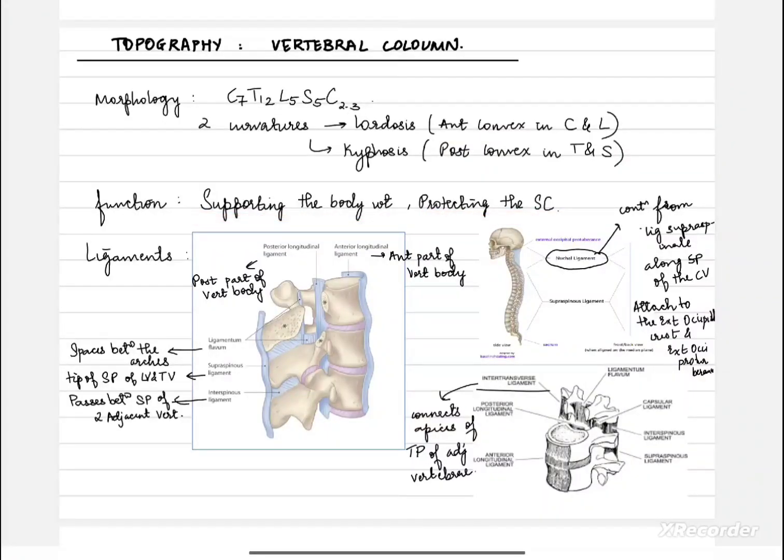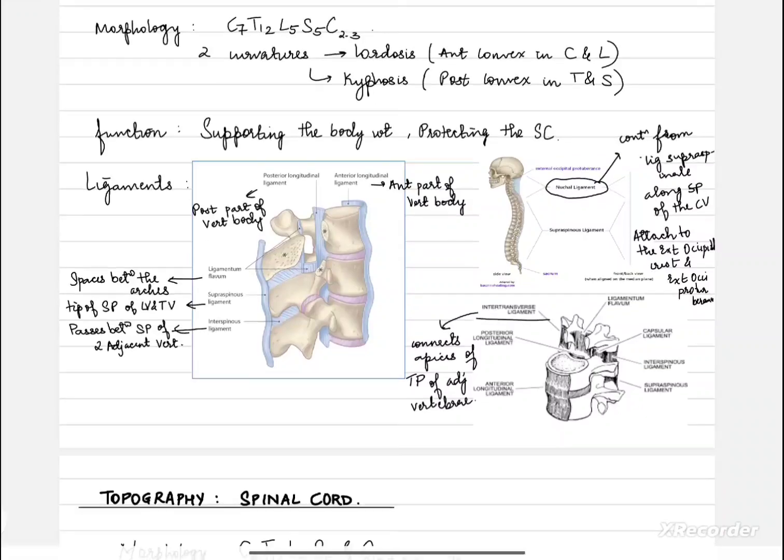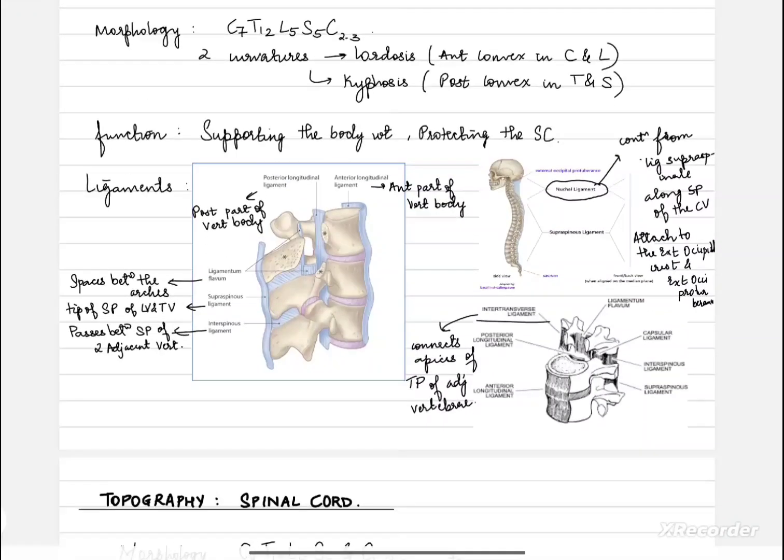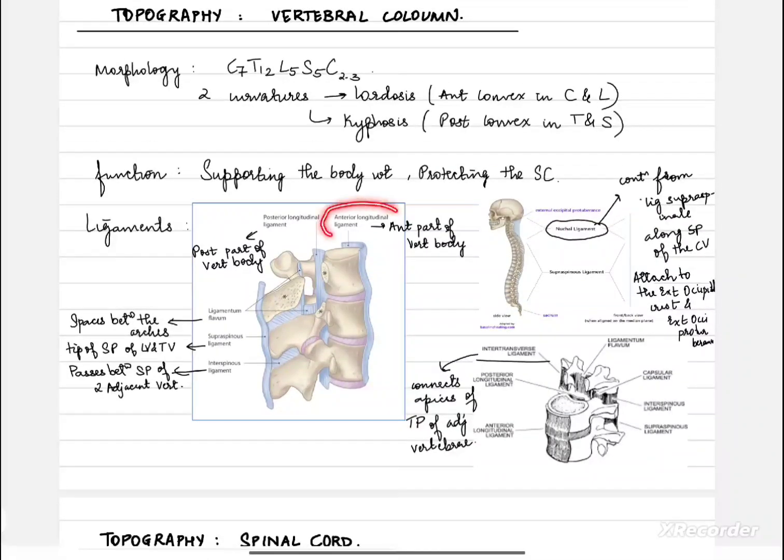Now there are various ligaments. Okay, which are those? Ligamentum longitudinale anterior, the anterior longitudinal ligament, which is on the anterior part of the vertebral body. Next is ligamentum longitudinale posterior, on the posterior part of the vertebral body. Ligamentum flavum is the space between the arches. Supraspinous ligament, at the tip of the spinous processes of lumbar vertebrae, connecting two adjacent vertebrae.